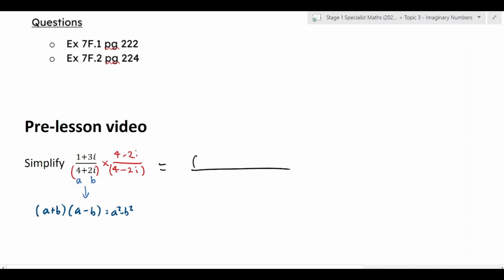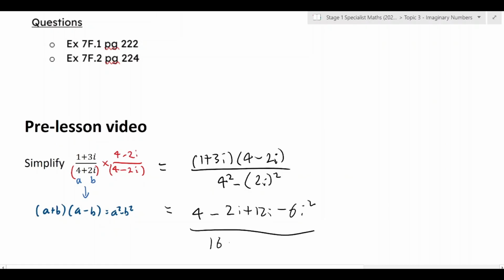On the top, you're just going to get 1 plus 3i and 4 take 2i. We'll FOIL that out later. But on the bottom, you're going to get 4 squared take away 2i squared. All right, so what do we get on the top? Well, you're going to get 1 and 4. You're going to get 1 and minus 2i. You're going to get 3i and 4. And 3i and minus 2i. Something like that on the top. On the bottom, you're going to get 16 take away 4i squared.